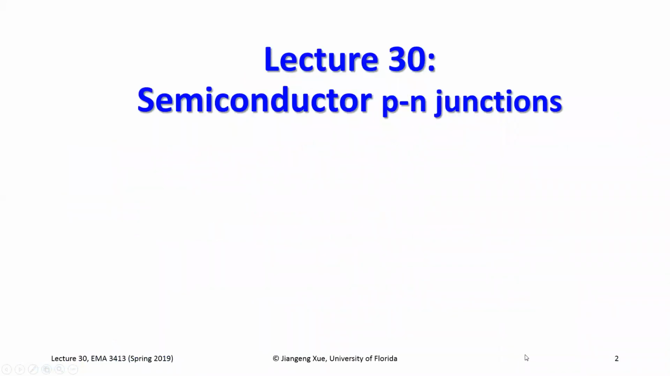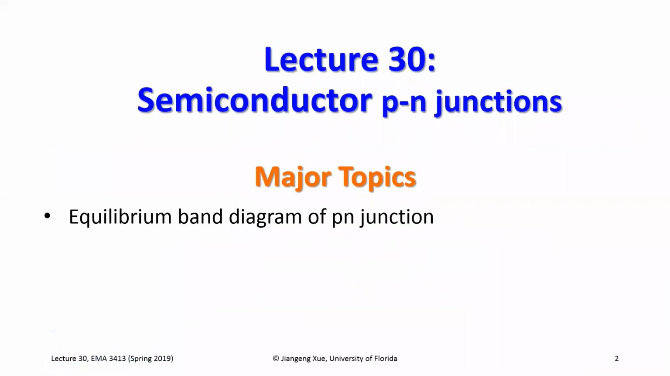In lecture 30, we talk about semiconductor p-n junctions. We first talk about the equilibrium band diagram of p-n junctions, and we specifically talk about how a p-n junction will behave under bias.